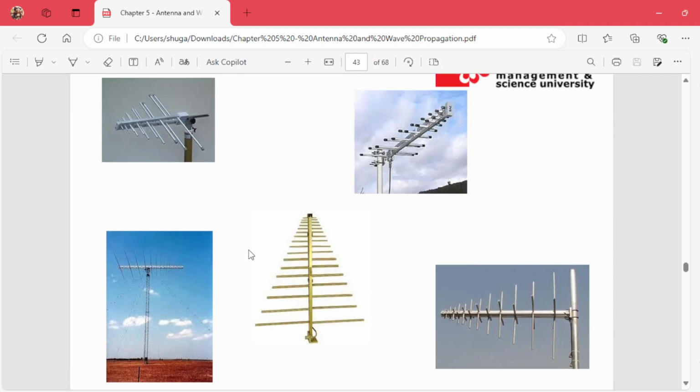This is how the antenna looks. It is quite similar to the half wave dipole just now, but it has a very different use case.